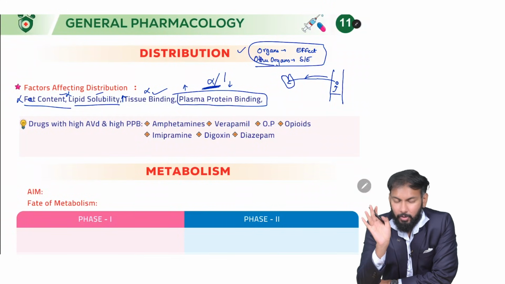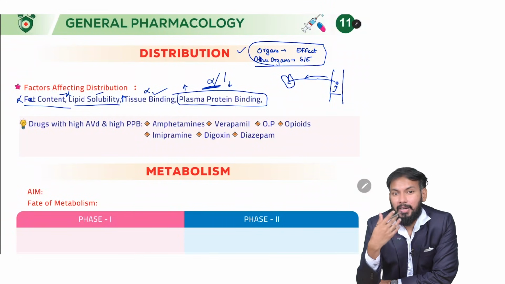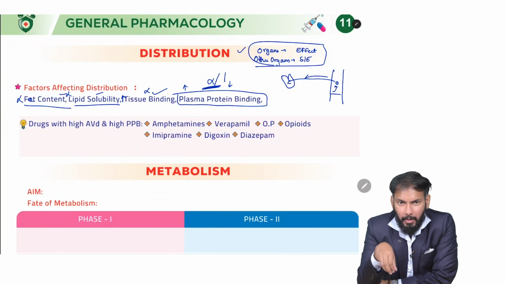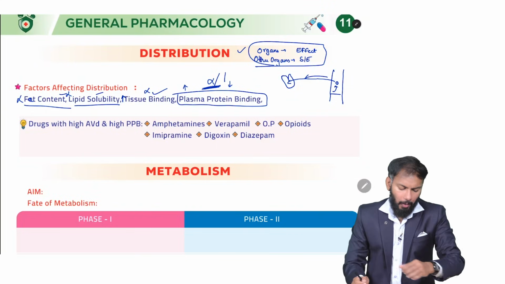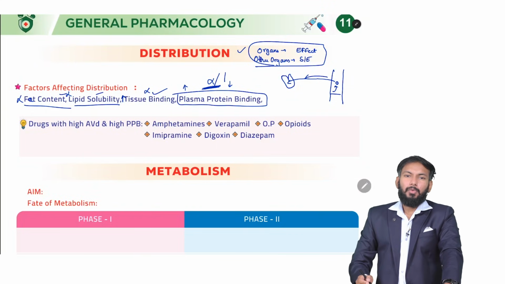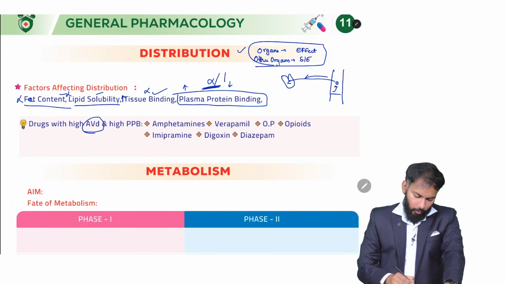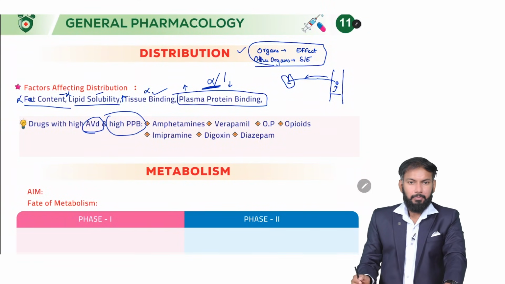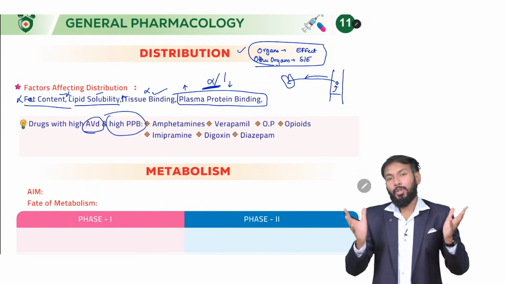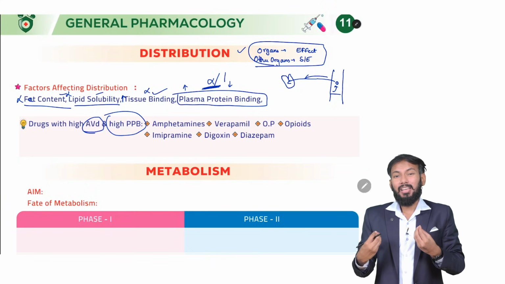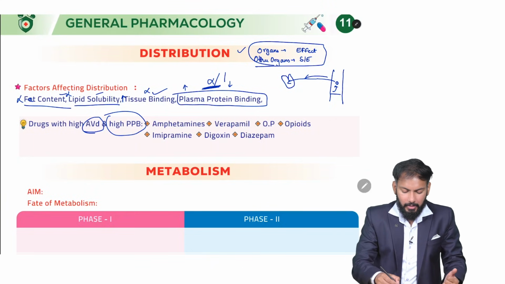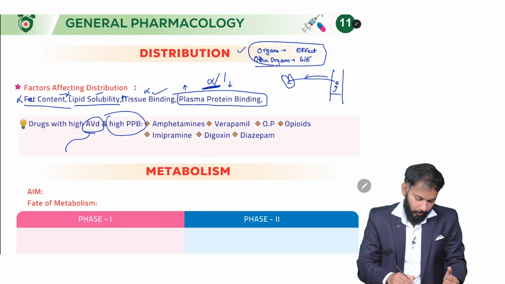Fat content, lipid solubility and tissue binding are directly proportional. Plasma protein binding is inversely proportional. This is what I want you to understand. Now, coming to some drugs which have high volume of distribution and high PPB. If there is high volume of distribution, that means the drug is in tissues. Okay. So the drug is in the tissues.